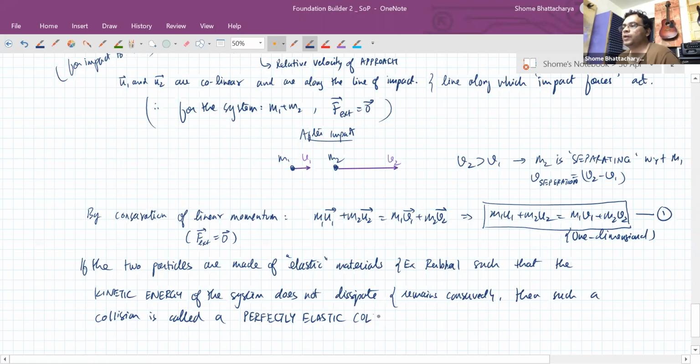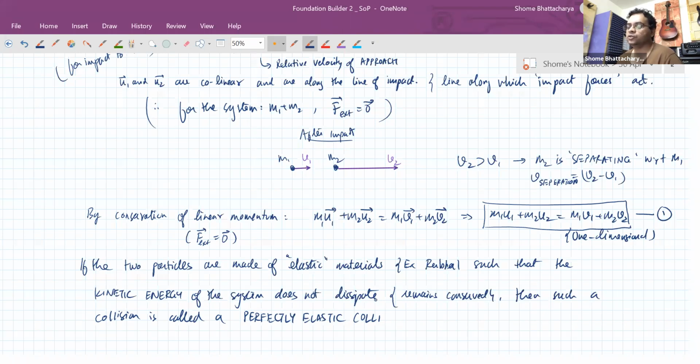So, two particles or two small objects made of soft rubber, when they collide, you will not be hearing any sound. They will not get dented in any way. There won't be any sparking, etc. So that means the kinetic energy is not dissipated to any other form of energy.